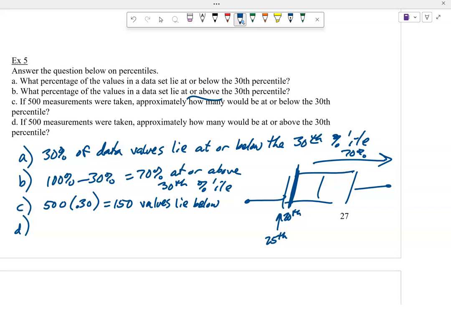Well, 500 measurements were taken. How many would be above it? We know there's 70% above it. So there are 500 test takers. How many are above it? 350 test takers, or values, lie above the 30th percentile.